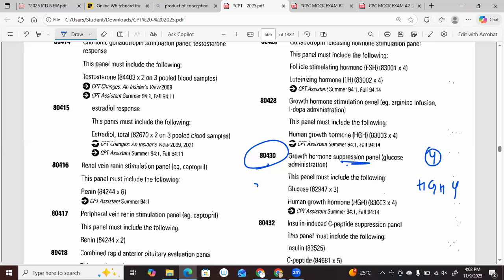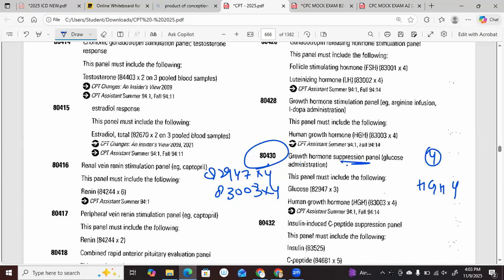Ma'am, in this case, we use both the codes. It's mentioned here: human growth hormone HGH 83003 times 4. That means we have to use 83003 and 82947 times 4. Is this what you want to say? Or do we have to follow any other approach here?